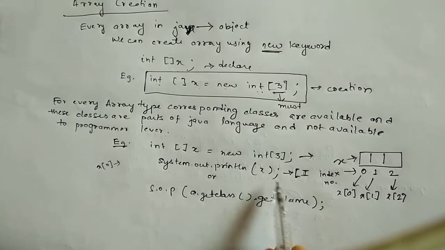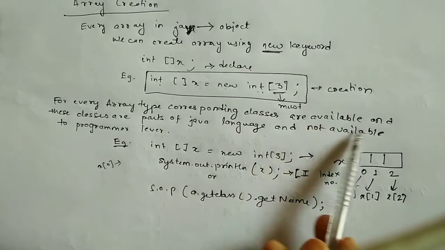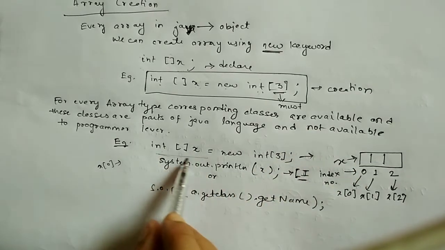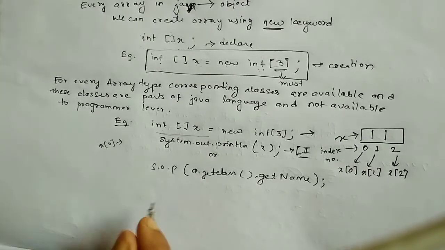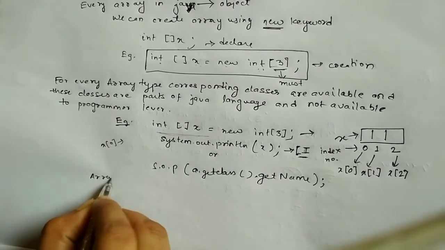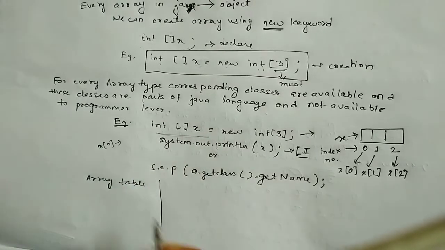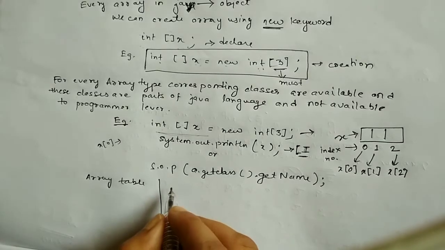So this is what we meant by, for every array type, corresponding classes are available. This is the class corresponding to this array type. There are similar classes corresponding to different array types. I will give you a table; you can remember this, or get to know how it is done, and you need not remember all of this.